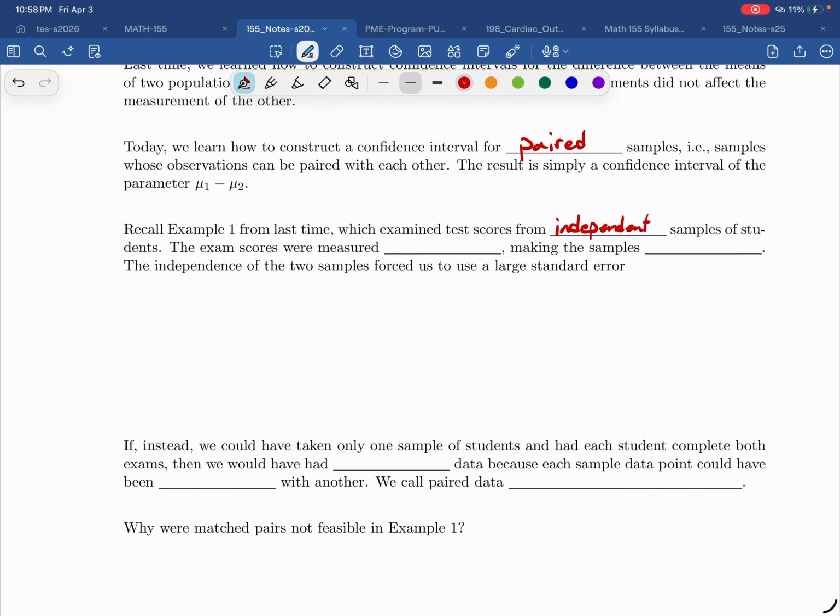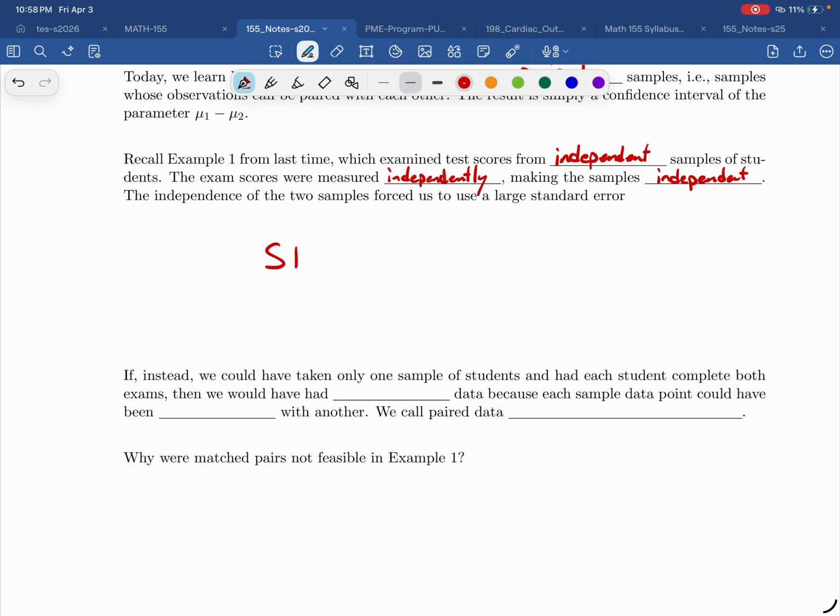Now remember, last time we looked at independent samples, and the exam scores were measured. Remember we had those exam scores where like 35 students took an online exam, 35 students took a paper exam. They were different people, they had nothing to do with each other. The exam scores were measured independently, making the samples independent. And because they were independent, we used a large standard error. And remember, the standard error formula was this guy.